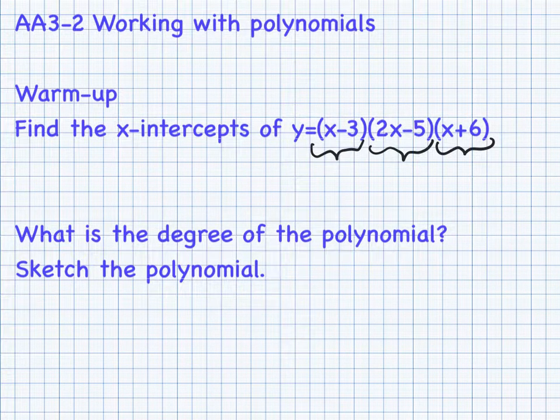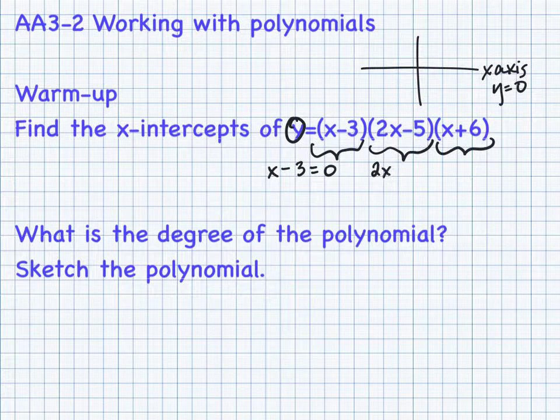Now, if I'm looking for the x-intercepts, then my y value is 0, because everywhere on the x-axis, y equals 0. So when I'm multiplying things together to equal 0, I'm going to use the zero product property. Each of these factors is going to have a root associated with it that I find by setting each part equal to 0. And in many cases, that's just doing the opposite. So x minus 3, the root is positive 3.